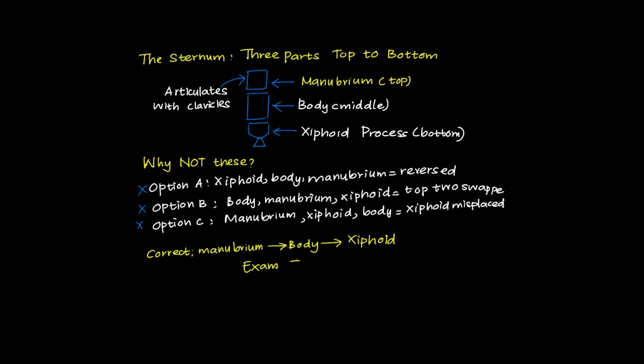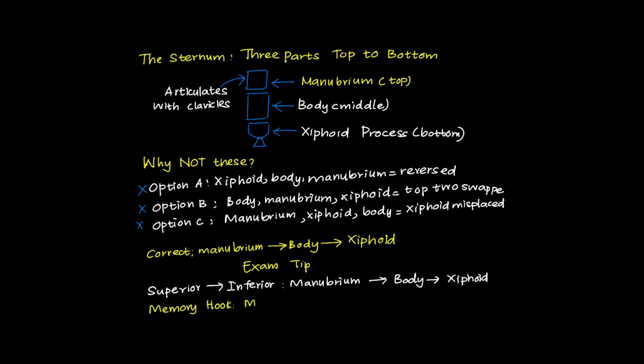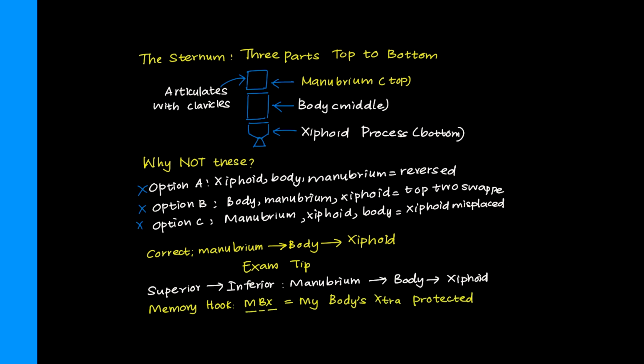Here's a WGU D312 OA exam tip for you. The sternum order from superior to inferior is manubrium, body, xiphoid. If you see a question asking about sternum parts, check the sequence carefully. The distractors just rearrange the same 3 words. Quick hook. MBX from top to bottom. My body's extra protected.